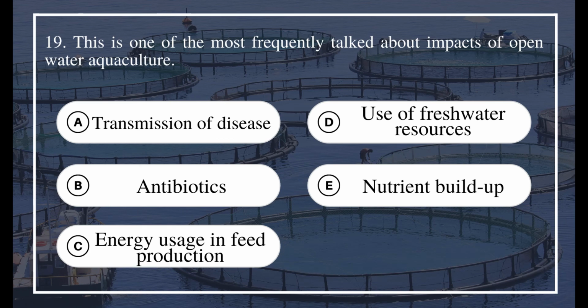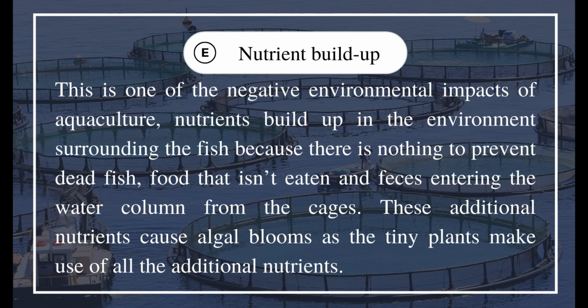19. This is one of the most frequently talked about impacts of open water aquaculture. A. Transmission of disease, B. Antibiotics, C. Energy usage in feed production, D. Use of freshwater resources, E. Nutrient buildup. The answer is E. Nutrient buildup.